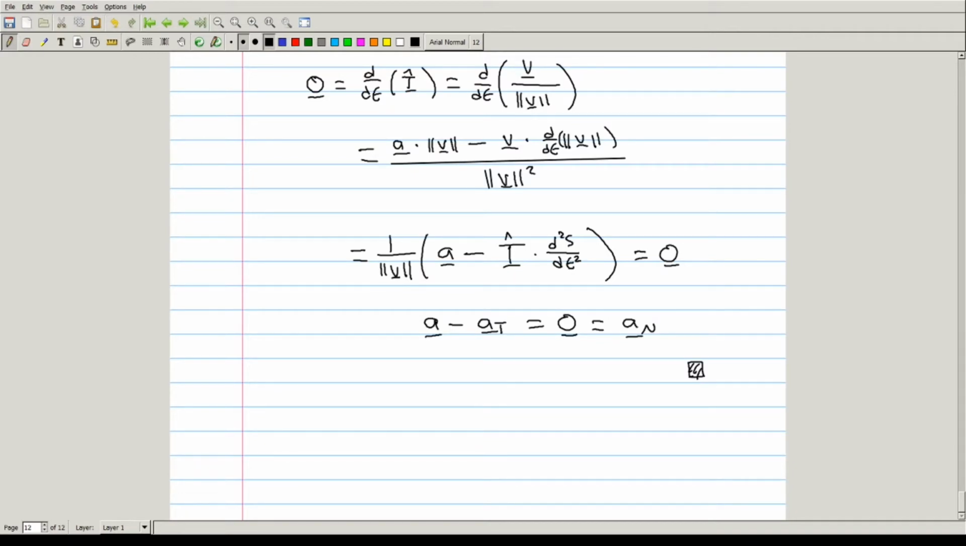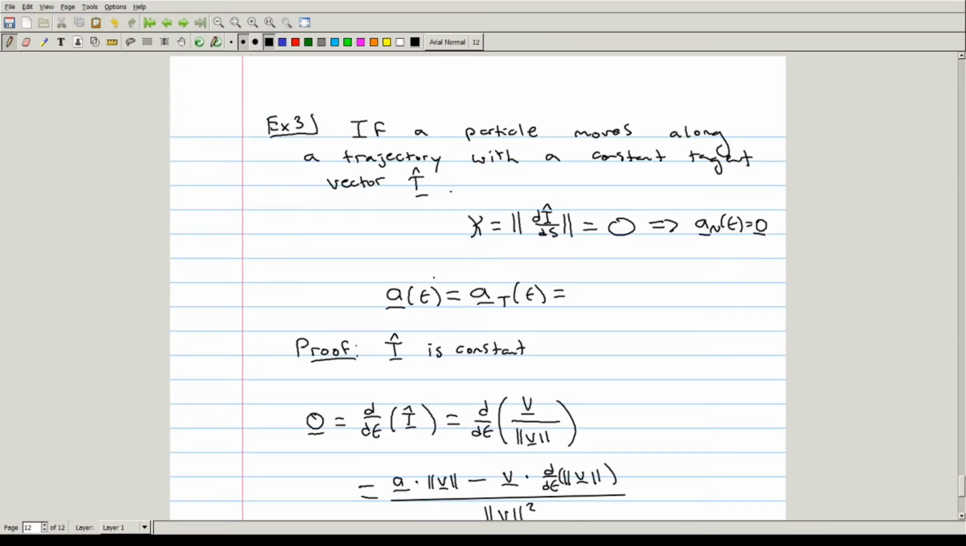But that doesn't mean that the acceleration vector is 0. It just means, like we said before, the acceleration vector in this case is just equal to the tangential component of acceleration. So the acceleration reduces to, in this case, only the tangential component of acceleration, which is the second derivative of arc length with respect to the parameter t multiplied by the unit tangent vector.